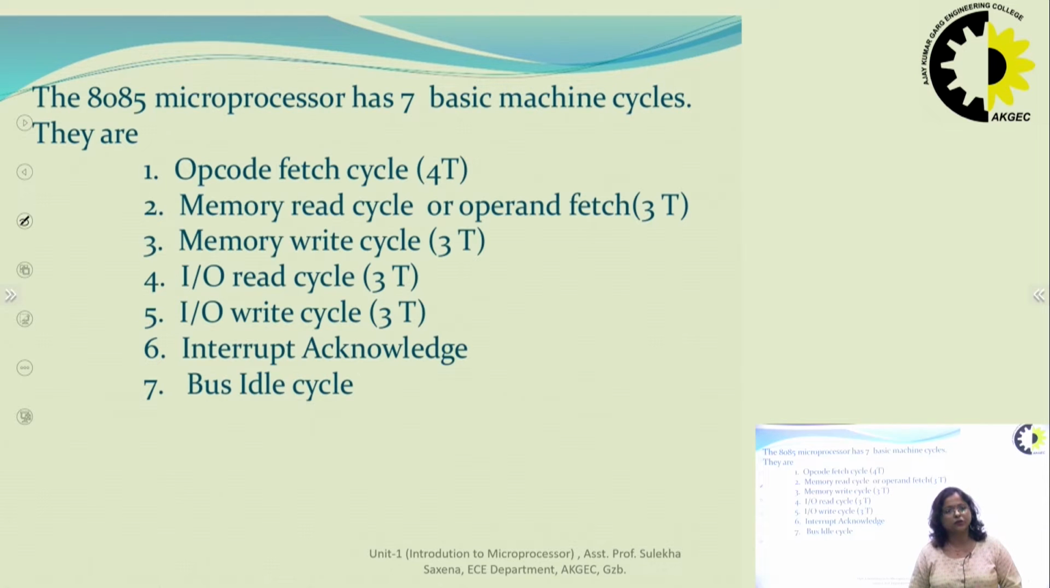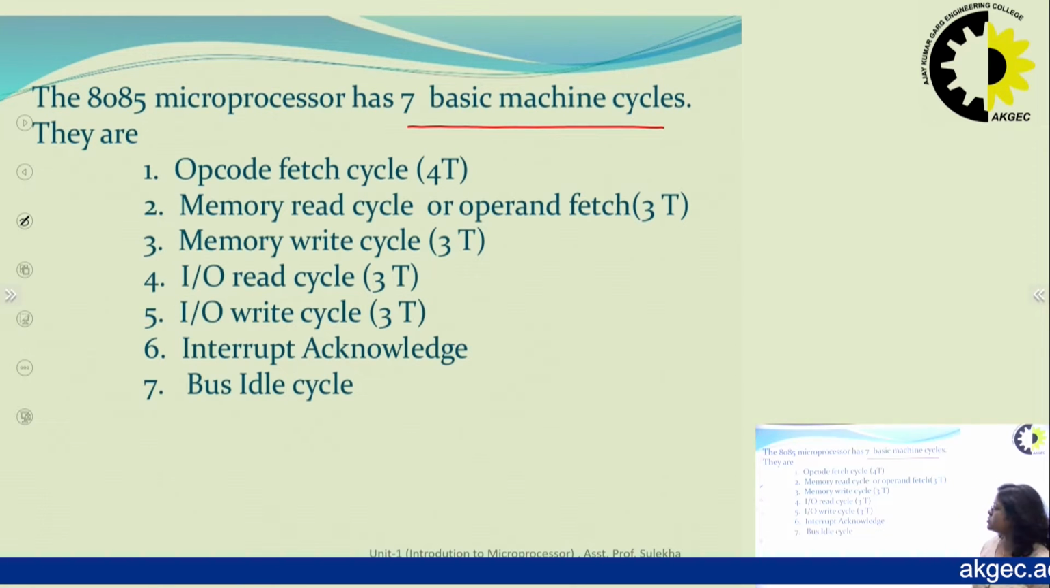In case of 8085, there are basically 7 machine cycles which are defined in terms of T states. The most important one is opcode fetch, which is always there in each instruction, and opcode fetch varies from 4 to 6 T states. Normally it is of 4 T states, but in some special operations it is of up to 6 T states. Memory read, memory write, IO read and IO write are all of 3 T states.